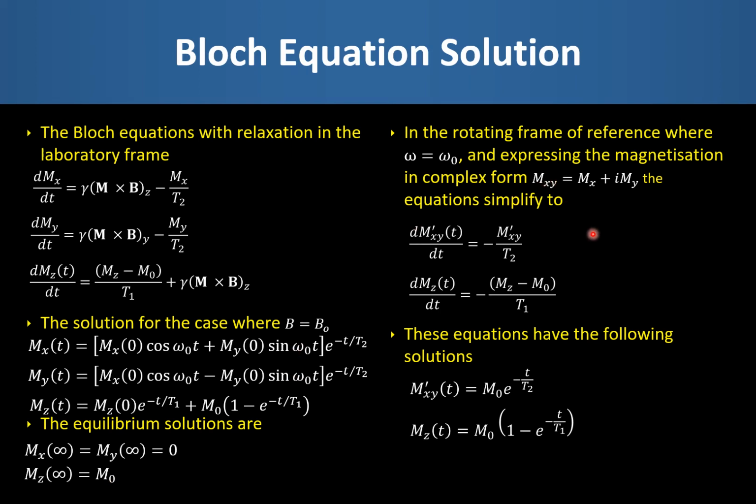Of course, it's much easier to deal with this in the rotating frame of reference, where we are rotating at the Larmor frequency, and if we express the magnetization in complex form, then these equations simplify to these two differential equations, which have the following two solutions. So again, we simply see that the rotating transverse magnetization decays with e to the minus t over T2, and the recovering Z magnetization recovers with 1 minus e to the minus t over T1.